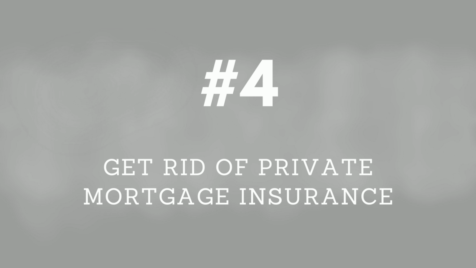Number 4, get rid of private mortgage insurance. Most loans, if you're not putting at least 20% down, will include private mortgage insurance. This is what the lender is charging you to protect its investment if you don't pay back your loan. Different loan programs treat it differently. For example, if you have a conventional loan, to remove the PMI payments, you need to have at least 20% equity in the home. Once you do, you can contact the lender and request that it be removed.